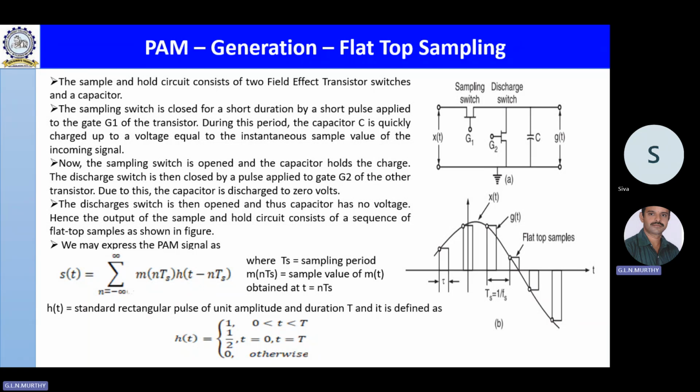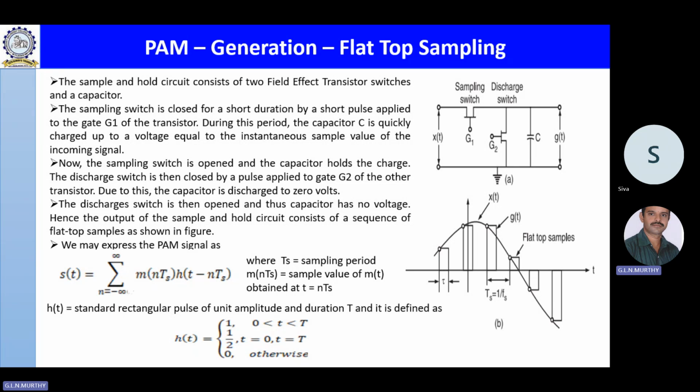Hope understood. We are talking about generation of the PAM signal. A PAM signal can be produced by either ideal, natural, or flat top sampling. The first two have some drawbacks. What is the drawback of the first one? Practically not possible. Drawback of the second one: practically possible but easily affected by noise. That is why you go for flat top sampling.